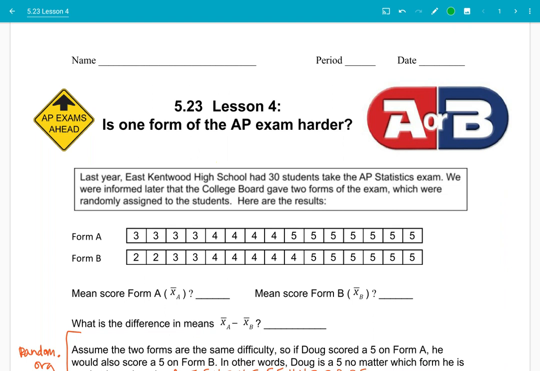So our situation, last year, East Kentwood High School had 30 students take the AP statistics exam. We were informed later that the College Board gave 2 forms of the exam. Yes, they actually do that, which were randomly assigned to the students. Here are the results. So we've got Form A and Form B, and those were the scores from each of the forms. It's asking you to find the mean of both of them individually.